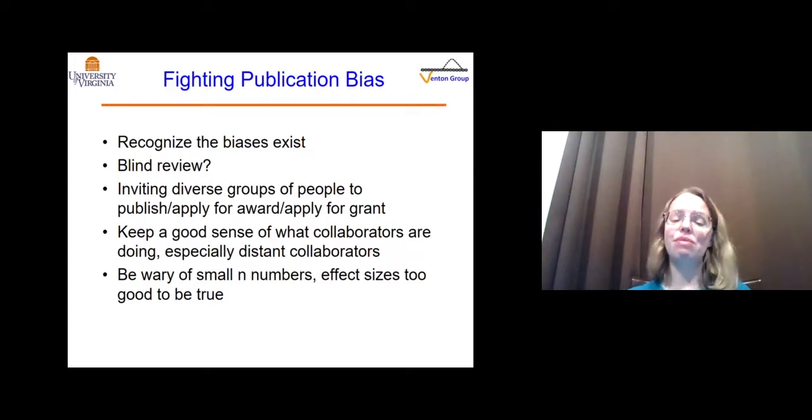And then a lot of the problems have to do with small n numbers and effect sizes that are too good to be true. Wow, that's a huge effect considering they only looked at 8 subjects, that kind of thing. And so I think that's why scientists, again, are so reticent to endorse any coronavirus drug at the moment. They know all the studies are small, not well controlled, and have small effect sizes. That doesn't mean they shouldn't necessarily be published, but people are wary of them, whereas people with less of a scientific background are more likely, I think, to jump on the bandwagon.